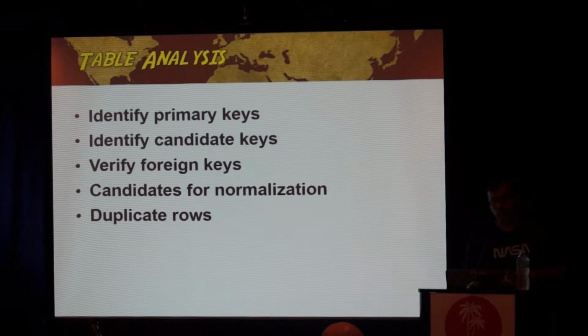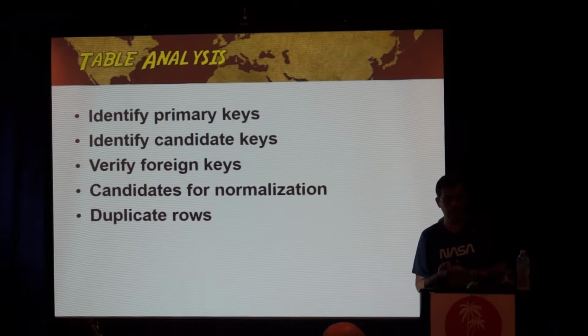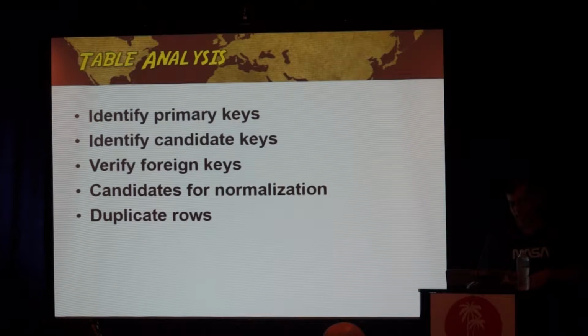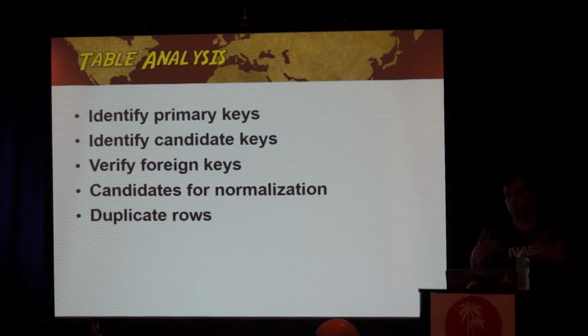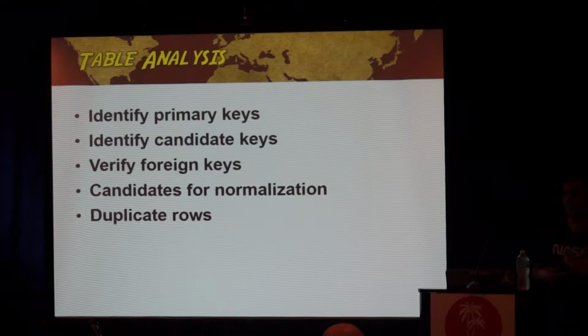So for table analysis, we're going to identify the primary keys. We're going to identify candidate keys, verify the foreign keys if they exist, and if they don't exist, should they exist. The candidates for normalization and duplicate rows. So everyone has had problems with duplicate rows, right? I mean, we all have issues there. And a lot of times that happens because we don't have the valid alternate keys or these candidate keys locked in our databases. So that's a big thing.